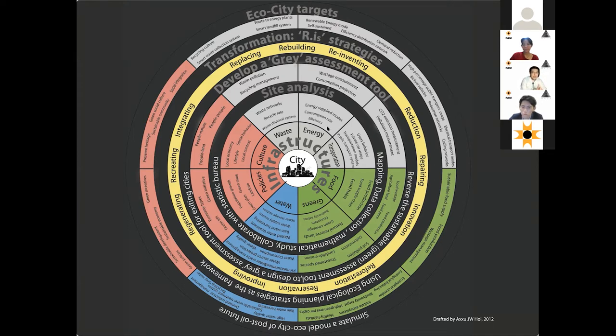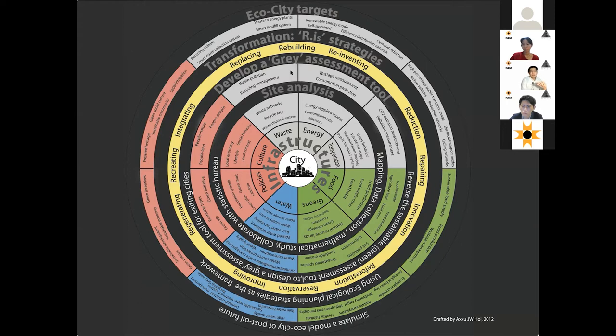Now, the first step is we need to do site analysis. Students, when you do the studio, the first thing your lecturers ask you to do is a site analysis. What you try to do in a site analysis is gather all the information from the different infrastructures. You need to do mapping, data collection, mathematical study, and cooperate with the statistics bureau to get all the raw data, and then analyze it.